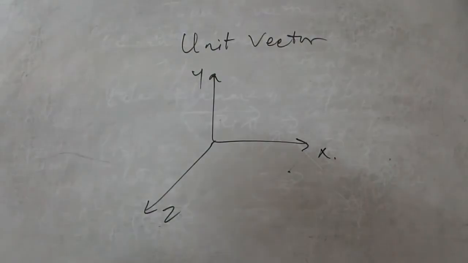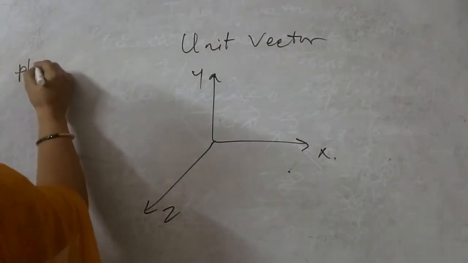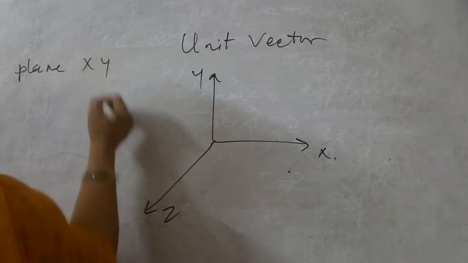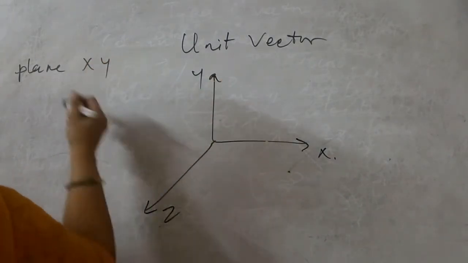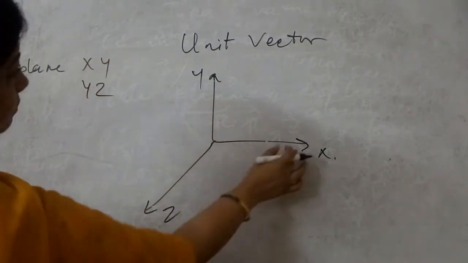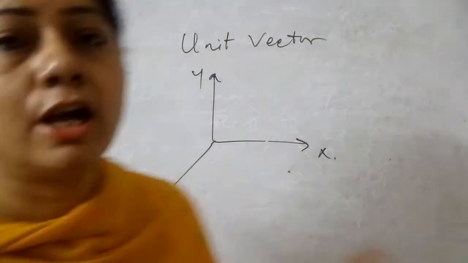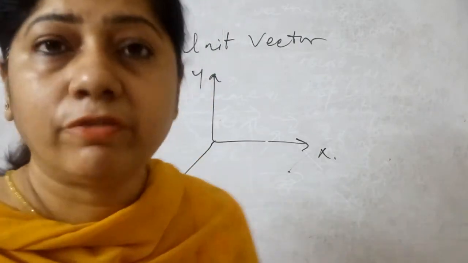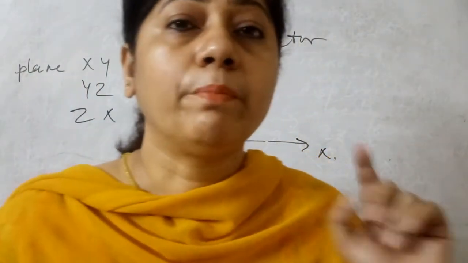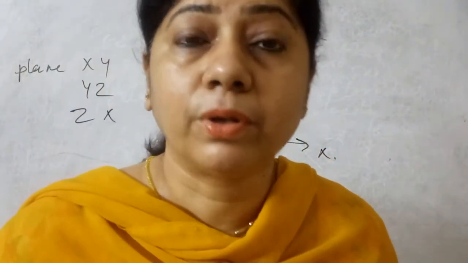So when you have this, how many planes can you have? You can have xy plane, you can have yz plane, and you can have zx plane. So you can have 3 different planes, right? And unit vectors are those vectors which have got magnitude as 1, but it is important because it helps you in giving the directions.